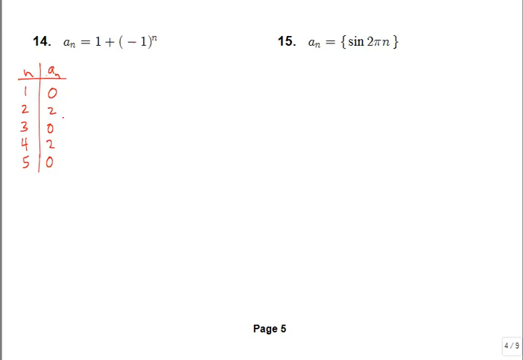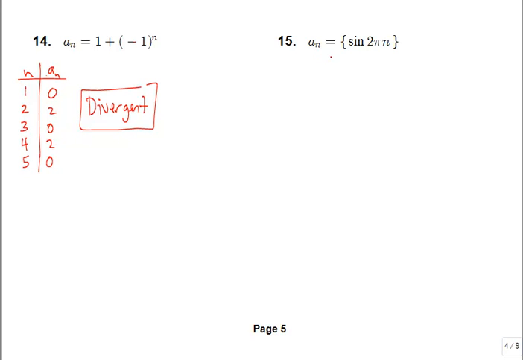So based on this, you can see that this sequence is going to oscillate between 0 and 2, 0 and 2, 0 and 2. So is it going to converge? No, because we're not converging to a single value. We're divergent because we're oscillating between 2 distinct values.